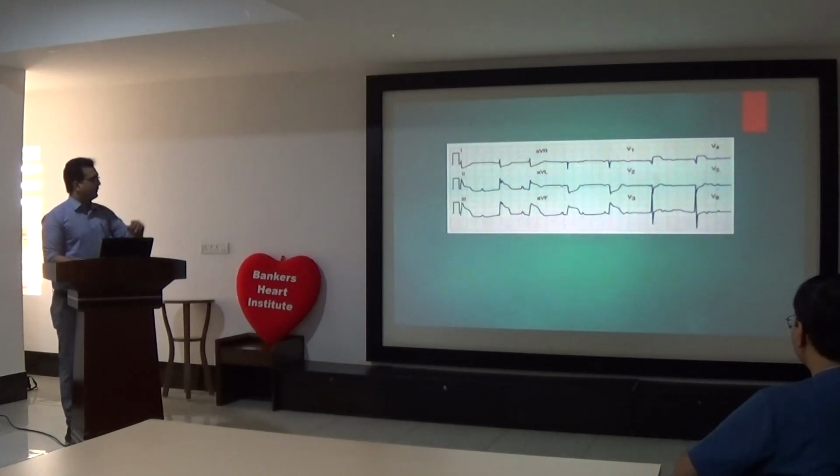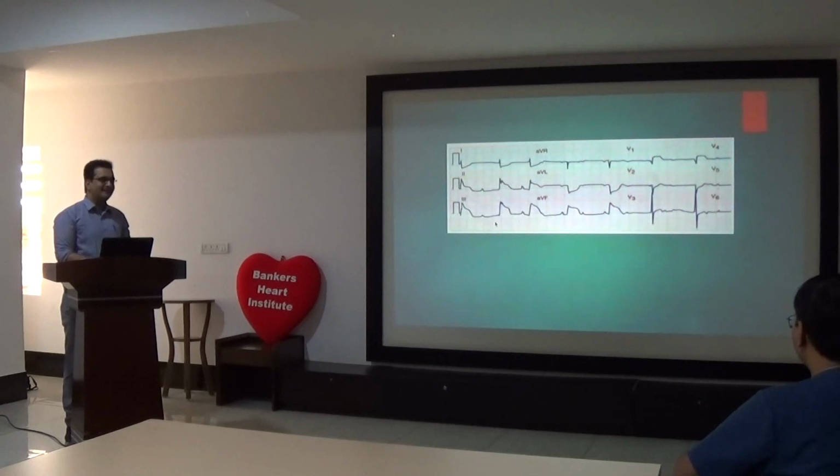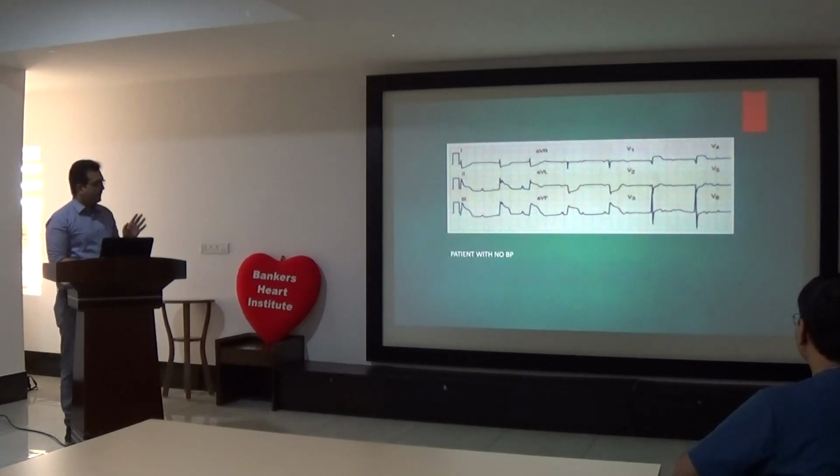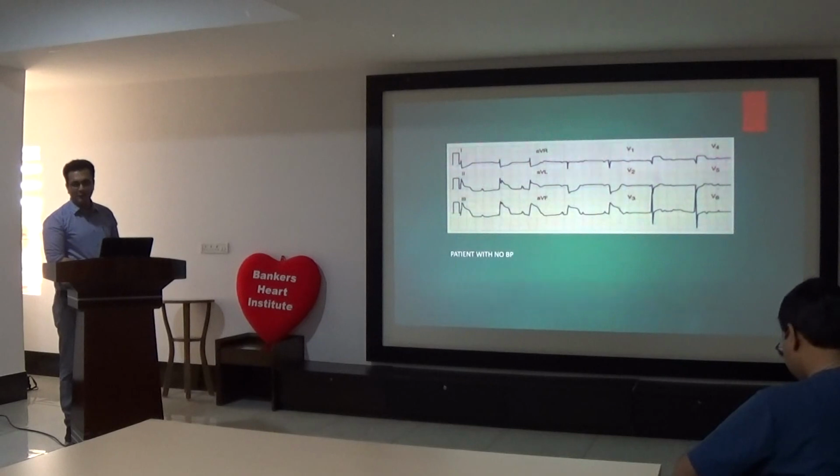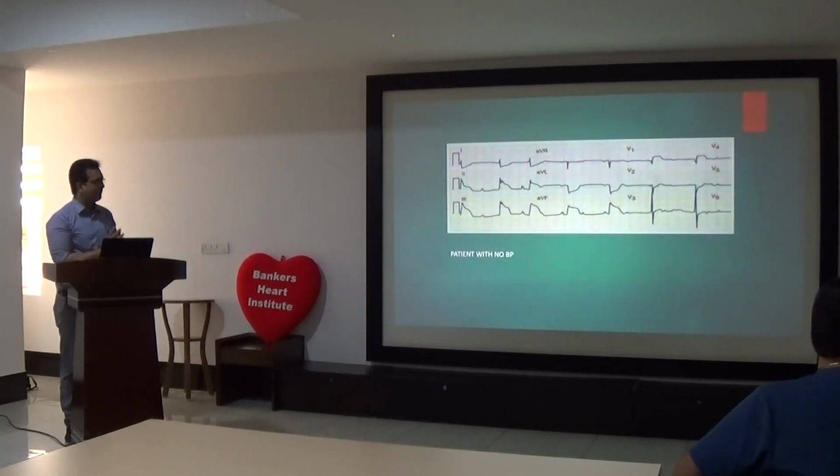Now, in this one, what is the rhythm? Then come to the ST. Why is there no rhythm strip? We need a rhythm strip in all of them actually. Yes. This is an ECG of a patient with no rhythm strip. Not recorded.